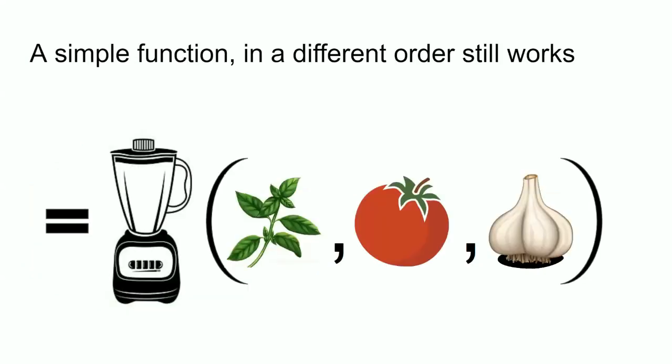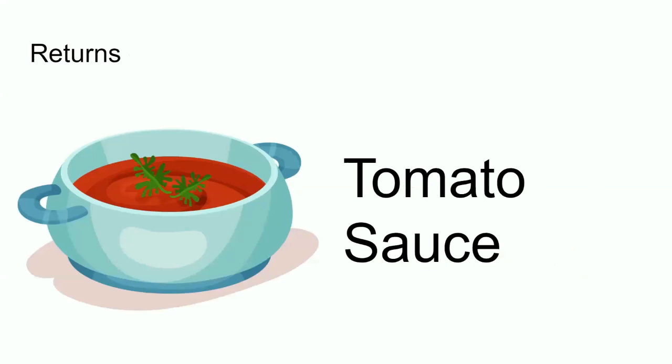Now, let's look at it a little bit differently. What if we change the order? And then we put in basil, tomato, and garlic. Now, for this function, that doesn't matter. A blender doesn't care which order you put things in. All it does is its job of blending everything up and then returning it, again, as tomato sauce. Okay, good. So we know order in this kind of function doesn't matter. The amount of ingredients you put in doesn't matter. It's always going to do its job and return a result.